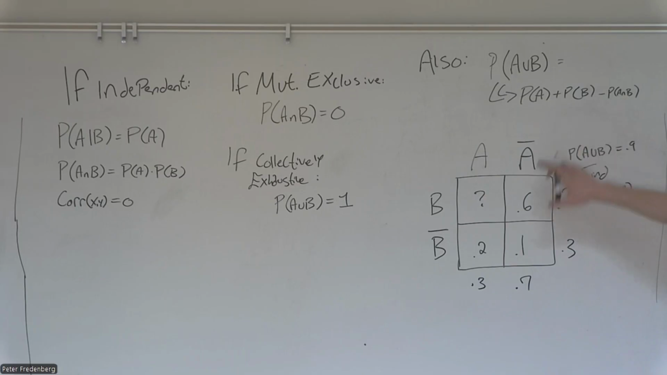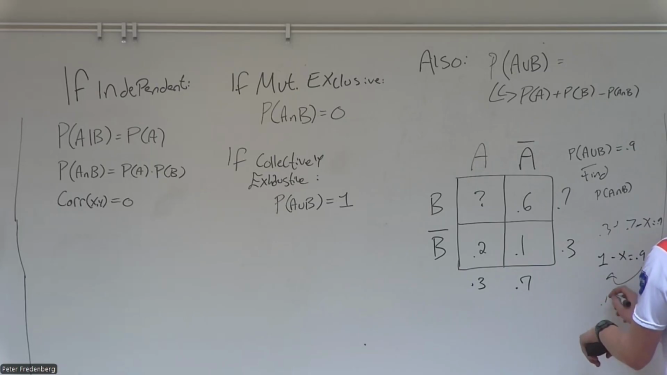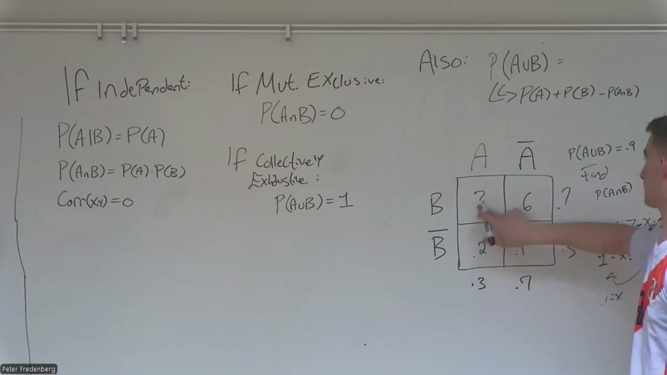Well, we would just do the same thing, right? P of A plus P of B is 0.7, minus X, what we're looking for, equals 0.9. So then we can add that up, right? 1 minus X equals 0.9. Subtract that over there, then we get 0.1 equals X. And so you can solve like that, and then we get 0.1.